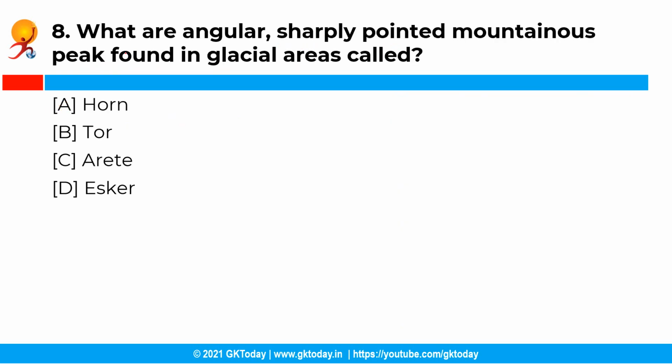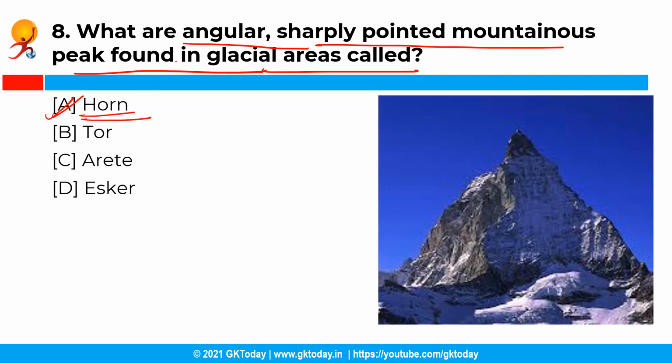Now the next question is, what are angular, sharply pointed mountainous peaks found in a glacial area called? So you have the following options, and the correct answer is A, that is a horn. See, pyramidal peak or glacial horns are angular, sharply pointed mountainous peaks found in glacial areas.